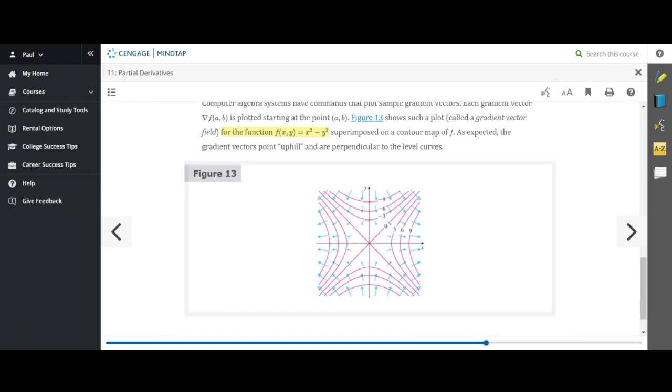But let's also think, what's happening to those gradient vectors as we move into the origin? If we're moving from the positive y-axis towards the origin, are the gradient vectors getting larger or smaller? They're getting smaller. So what's that telling you about the surface? The surface is increasing, but it's plateauing. That's right, it's plateauing. It's leveling off.